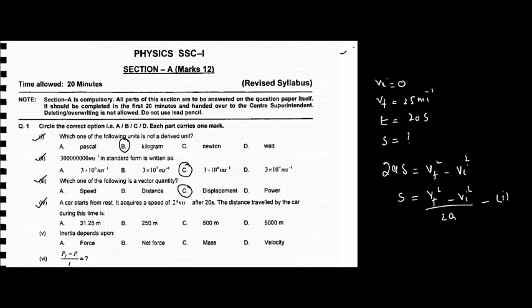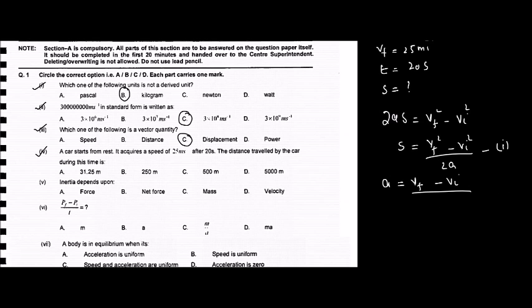By using this equation of motion, acceleration is equal to Vf minus Vi divided by time. To calculate the acceleration, you can write the numbers as the final velocity, that is 25, minus initial velocity, which is 0, and divided by time, that is 20. When you divide 25 by 20, we get 1.25 meter per second squared. Now you can substitute this value of acceleration in equation number 1.